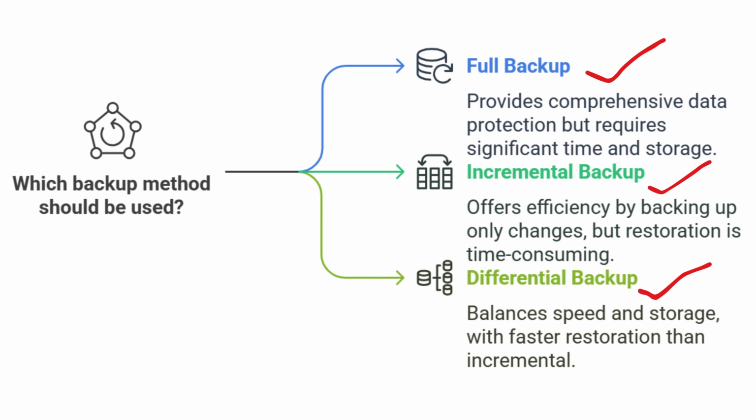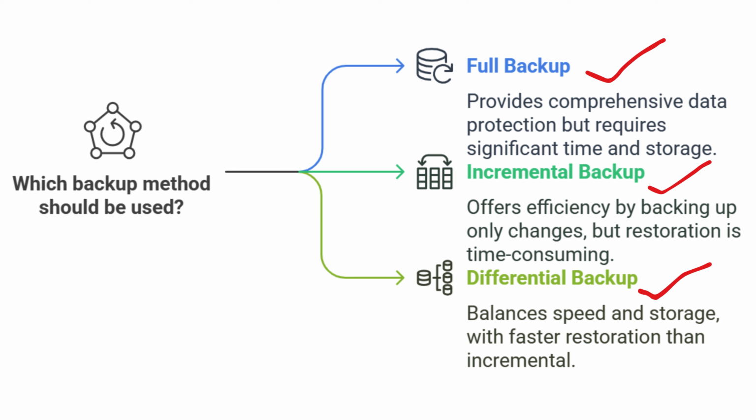And the third one is differential backup. A differential backup is similar to an incremental backup but with one key difference: each differential backup saves all changes made since the last full backup. For example, if a full backup runs on Sunday, then Monday's differential backup saves Monday's changes.